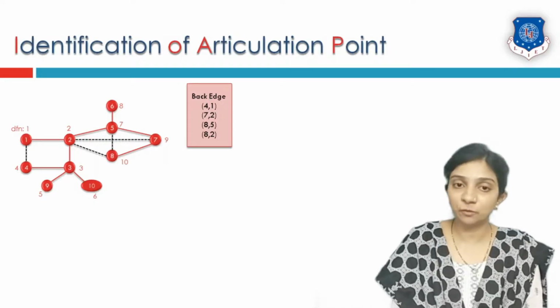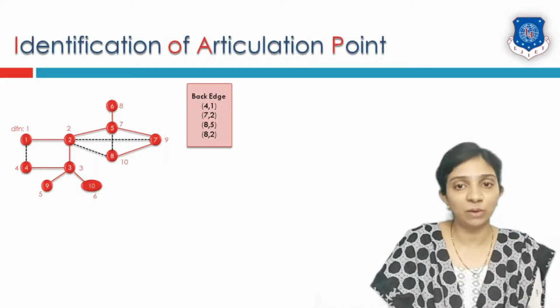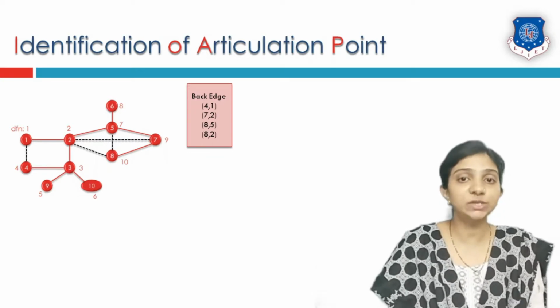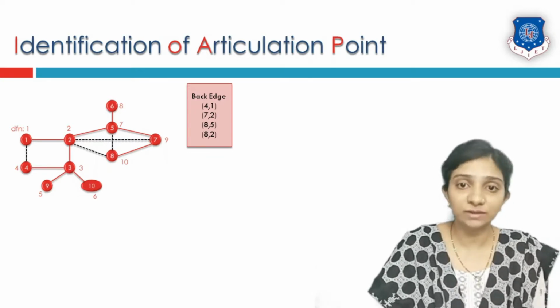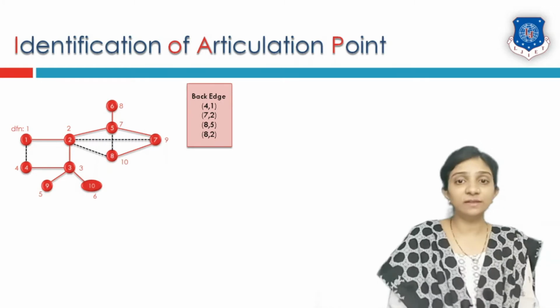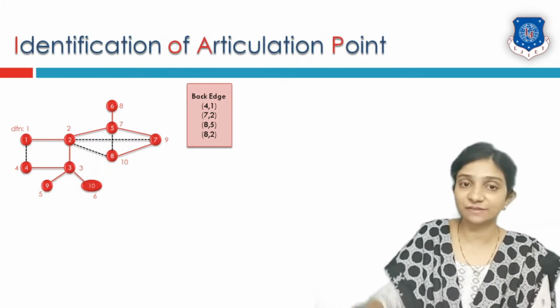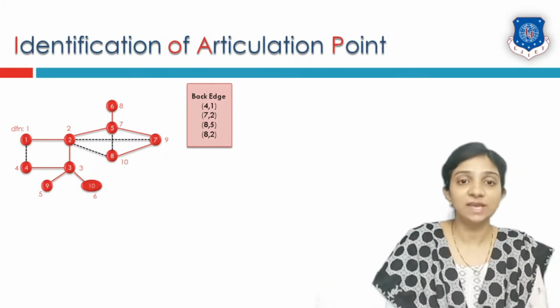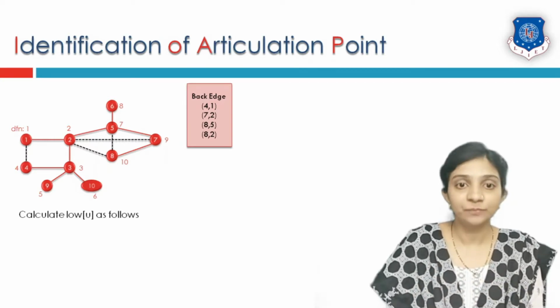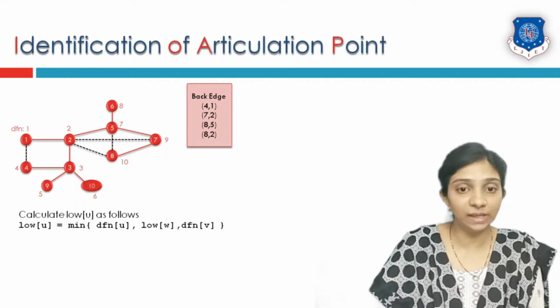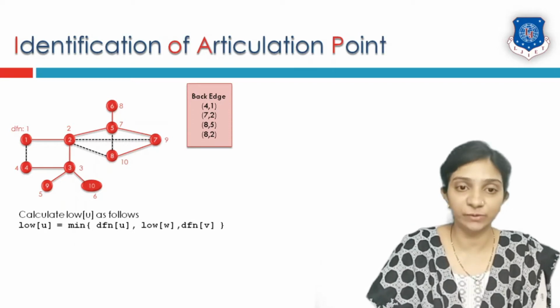There are only 4 back edges, that is 4-1, 7-2, 8-5 and 8-2. Now using this list of back edges and the resultant DFS tree, we are going to find out articulation points. So let us start calculating low of each vertex.